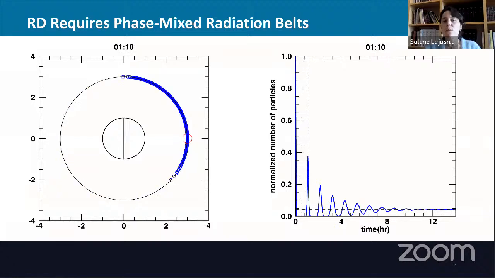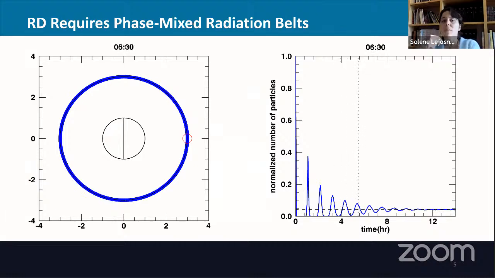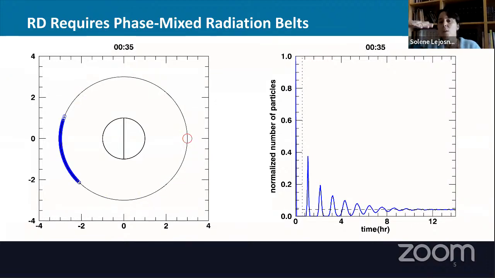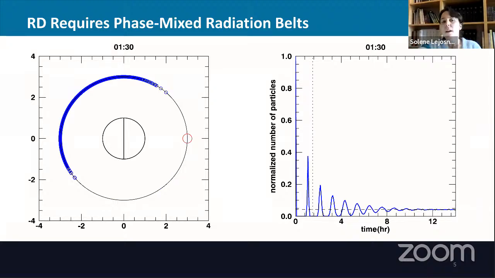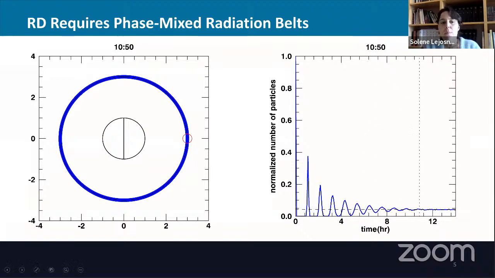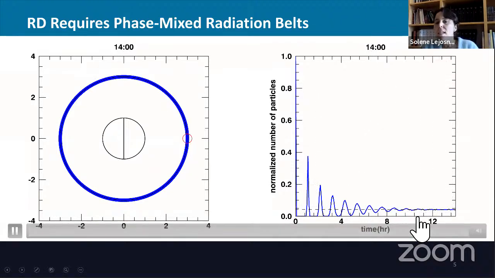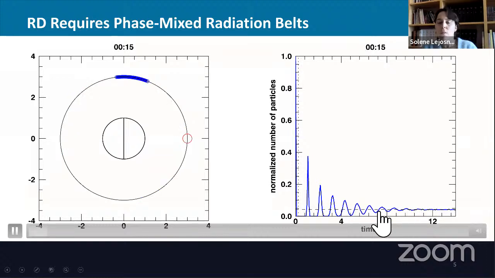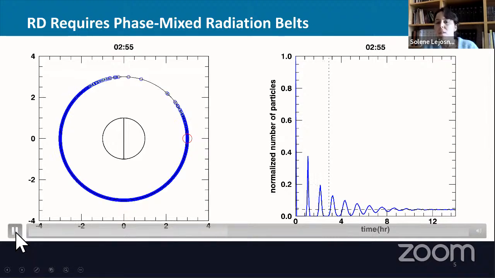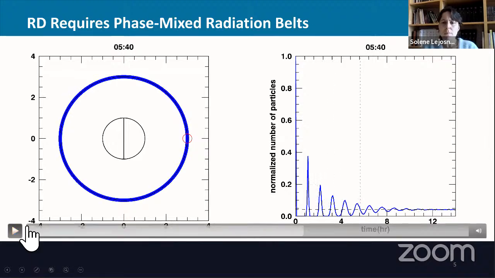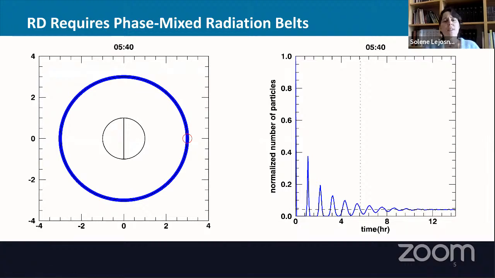So even if you have an injection that is very localized in magnetic local time, as the particles drift, this signal is dissipating and becoming flat. So then you can assume your distribution is independent of magnetic local time. But in that example, you can do that only after about 10 hours. For the first 10 hours, you still have a dependence on magnetic local time in your phase space density. So that's an instrumental effect.